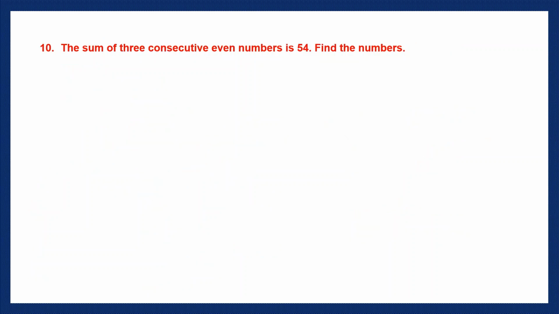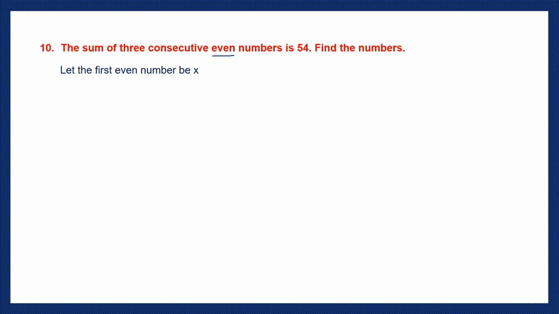Question 10. The sum of three, this time it's three consecutive even numbers is 54. Find the numbers. So now we have to find three numbers, and here the condition is there are three consecutive numbers. Consecutive means coming immediately one after the other, but they are even numbers like 2, 4, 6, even numbers. So here they're saying the sum of three numbers is 54. Now we need to find the numbers.